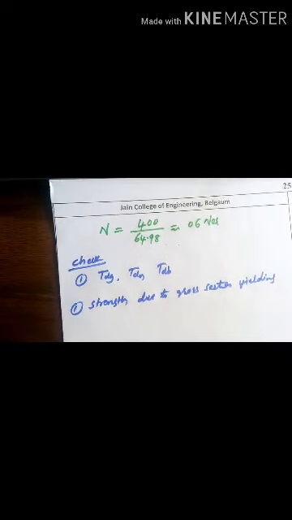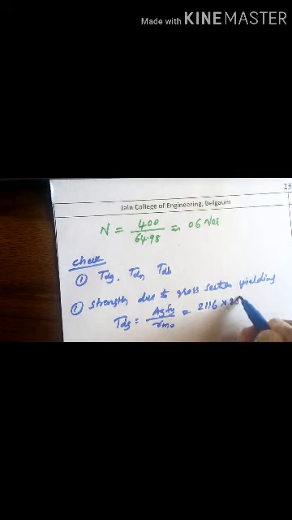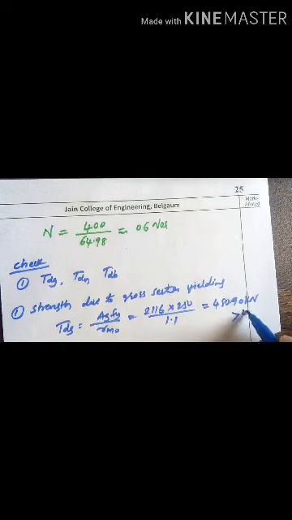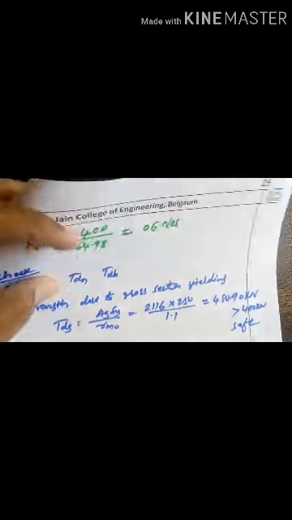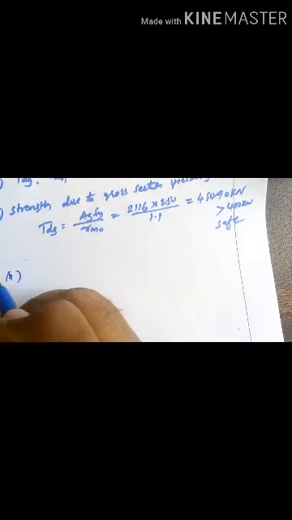Let us take first the strength due to gross section yielding. Again we have a formula: Td is equal to Ag into fy by gamma m0. Here the provided area is to be taken: 2116 into 250 divided by 1.1. You will get the answer 480.90 kilonewton, which is more than 400 kilonewton, so it is safe.